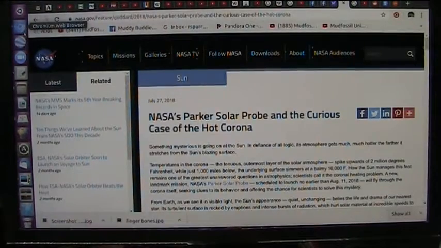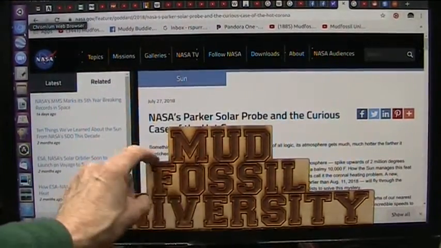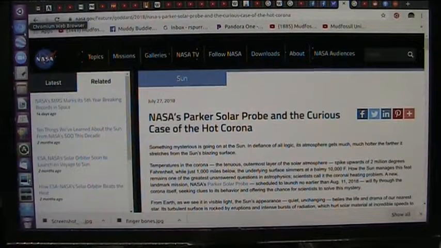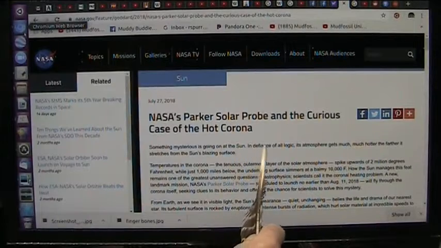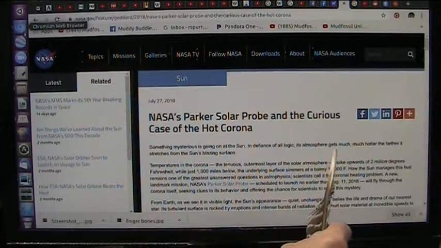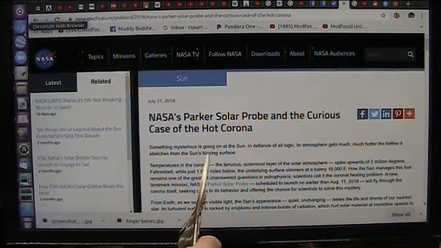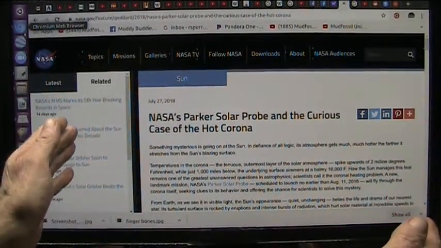Okay, my friends, once again, get your answer here, not here. Now, why do I say that? Well, what are they talking about? Something mysterious is going on at the sun. In defiance of all logic, the atmosphere gets much, much hotter the farther it stretches from the sun's blazing surface. Well, the sun's surface is 6,000 degrees. When you get out to where the corona is, it's millions of degrees.